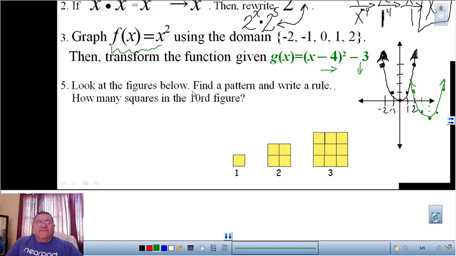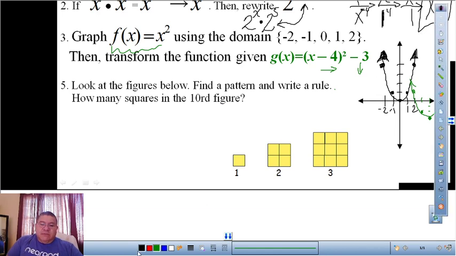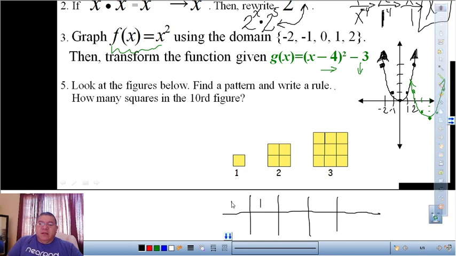Alright, let's go to the last one. It says, look at the figures below, find a pattern and write the rule. How many squares in the 10th row? So for these, whenever we get some of these, this is what I want you to do. Make a table. And then this one is figure 1. That's going to be our n. This will be our f of n. So figure 1 is 1. Figure 2 is 4. Figure 3 is 9. And dot dot dot, and they want us to find the 10th figure.